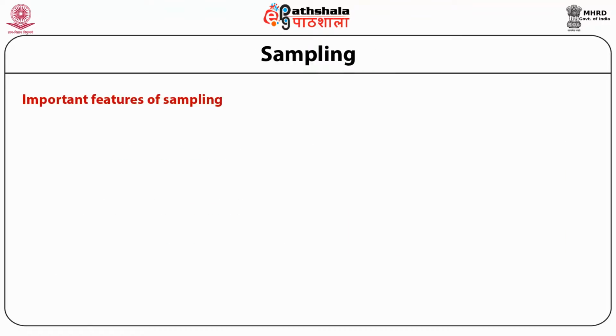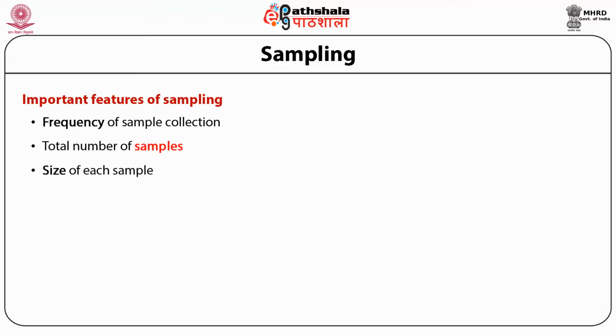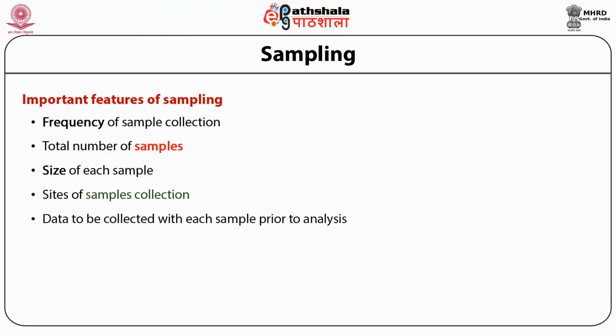The important features of the sampling include the frequency of sample collection, the total number of samples, the size of each sample, the sites of sample collection, data to be collected with each sample prior to analysis, and quantity of sample. Generally, 2 liters of sample are sufficient for most of the physical and chemical examinations. For certain special determinations, however, large volumes of the samples are necessary.